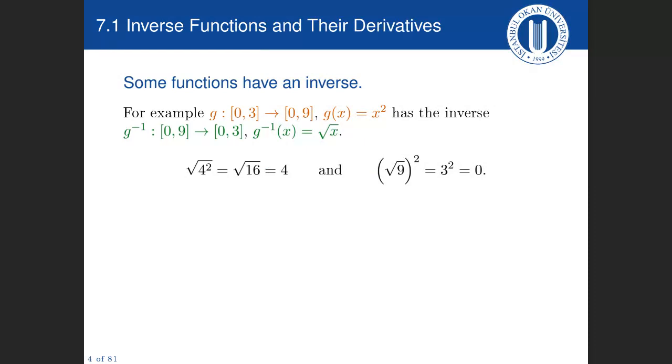Some functions have an inverse. For example, the function g, mapping from the closed interval from 0 to 3 to the closed interval from 0 to 9, g of x is equal to x squared, has the inverse, g inverse of x is equal to the square root of x. Now note the domain of g is the interval from 0 to 3, and that's the same as the range of g inverse. Note that the range of g, the closed interval from 0 to 9, is the same as the domain of g inverse.